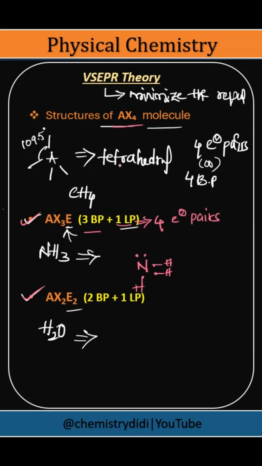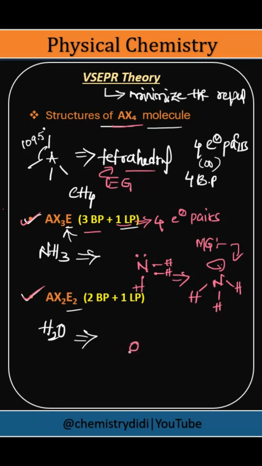So for this also the electron geometry is still the same, which is tetrahedral, but the molecular geometry will be different. In the case of molecular geometry, we describe the shape of the molecule based on the positions of the atoms. Like how can we draw this structure? Nitrogen with 3 bonds to the hydrogens, and 1 lone pair, right? The shape of this molecule is what? Trigonal pyramidal.